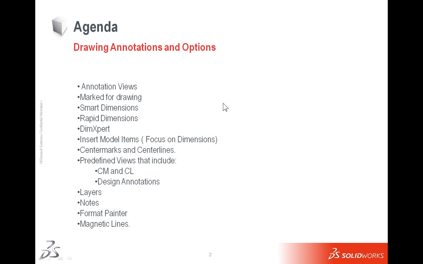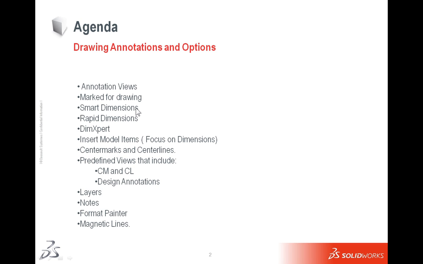What I want to cover today, and again, the theme that kind of came out of this is it really focused on dimensions, and then I'll cover some of the other topics. But we want to go over what is an annotation view and how we deal with annotation views in a solid model, and how those annotation views actually become drawing views with notes or with dimensions on them. The difference between marked for drawing and not marked for drawing, how to turn on and off that setting by default. That's something you may or may not be aware of.